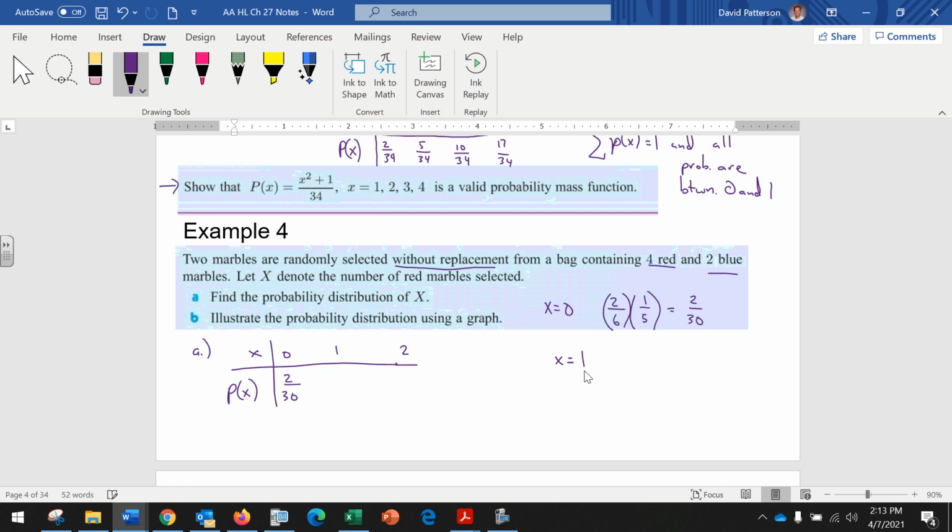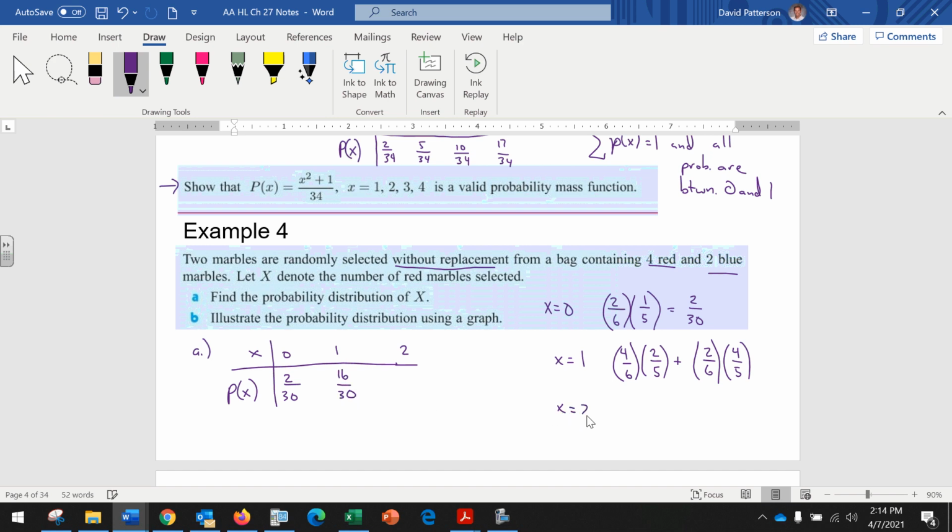Now, that's if x equals 0. If x equals 1, well, that means one of them is red. So it could go red first, and then a blue, or it could possibly go blue first, and then a red. If I look at them, they both end up being the same fraction, right? 8 out of 30 and 8 out of 30. So together, they're going to make 16 out of 30.